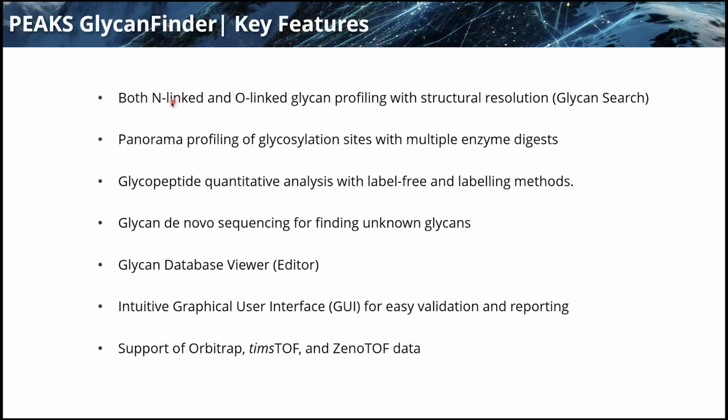For the current one, we have both N-linked and O-linked glycan profiling with structural resolution. We have panorama profiling of glycosylation sites with multiple enzyme digests. This is similar to our PEAKS-AB, where we overlay different digests to give you higher confidence in the glycosylation sites. Glycopeptide quantitative analysis is available, label-free and labeling methods, typically chemical, such as TMT. De novo sequencing, as I mentioned. We have our glycan database viewer that I'm going to show. And I'm hoping that the graphical user interface is intuitive and easy for validation and reporting, or your needs. And we are vendor neutral.